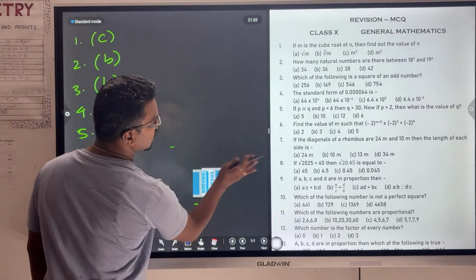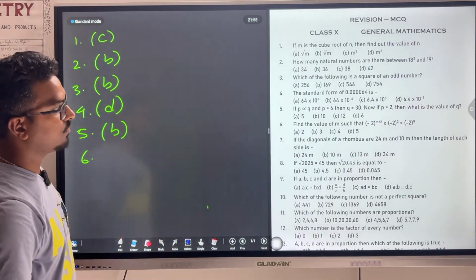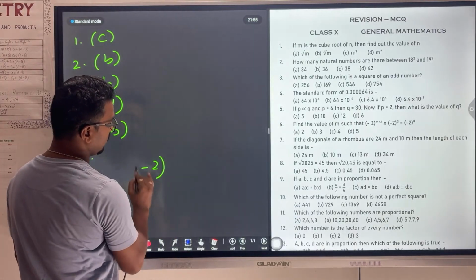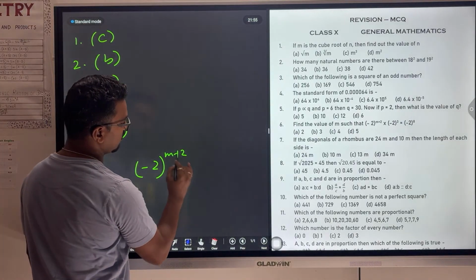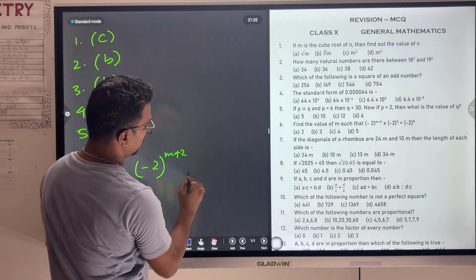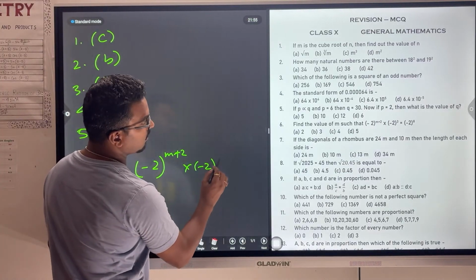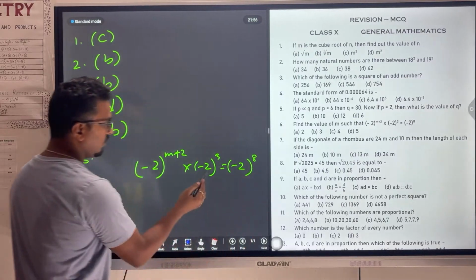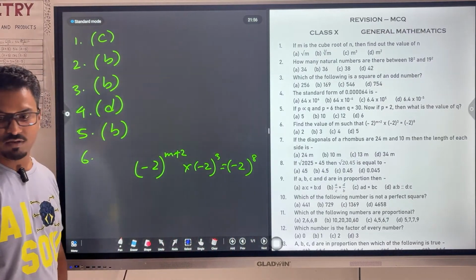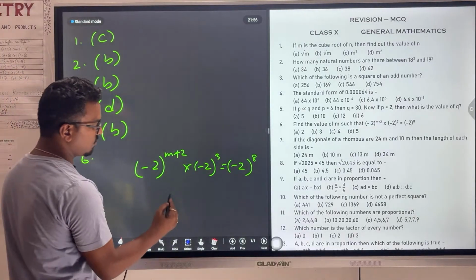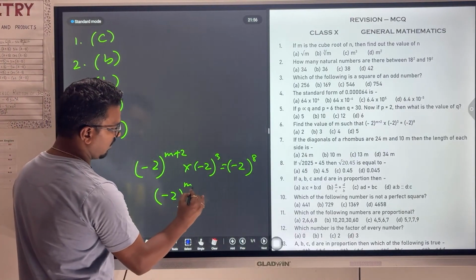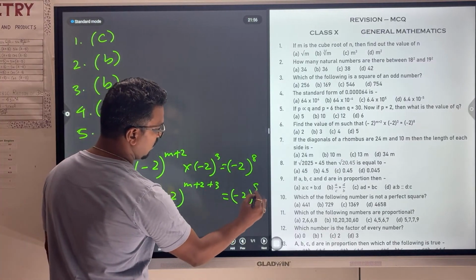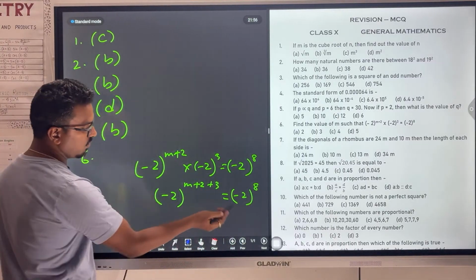Next, question number 6. Find the value of m such that minus 2 to the power m plus 2, multiplied by minus 2 to the power 3, is equal to minus 2 to the power 8. The bases are the same. If the base is the same, what do we do? We take the base as common: m plus 2 plus 3, to the power 8. So the bases are the same, so you can cancel the base.